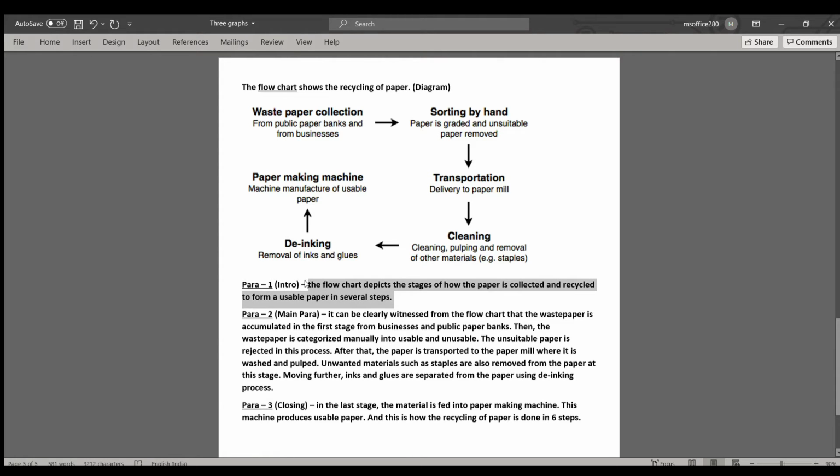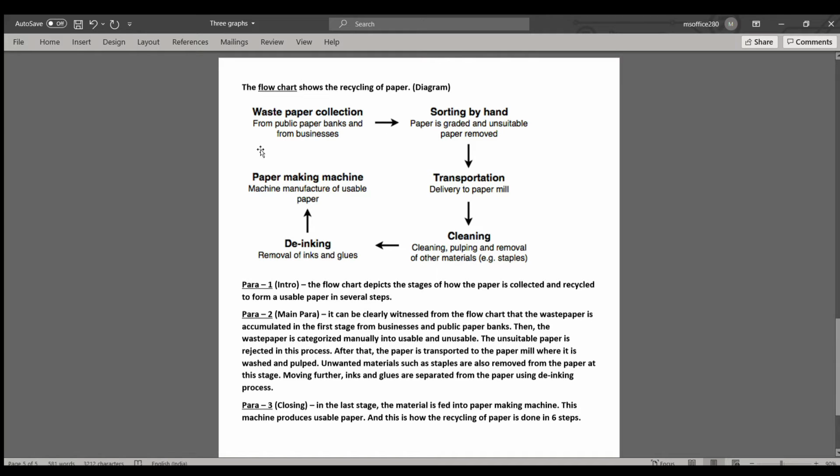As you can clearly see, maximum 22 words. So the introduction should not exceed 25 to 30 words. And most importantly, a single sentence. This is how you write a great introduction for writing task 1 of academic. Only a single line. No hassles, no complications, simplicity. Okay, now the main para will start from the first stage.